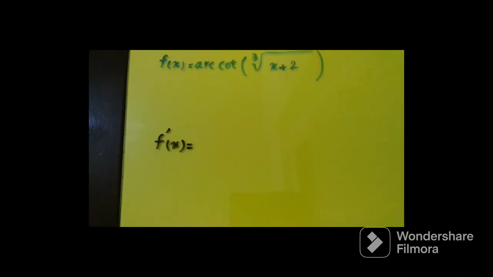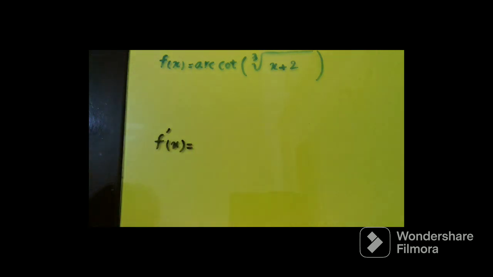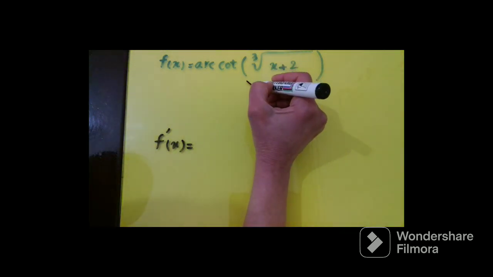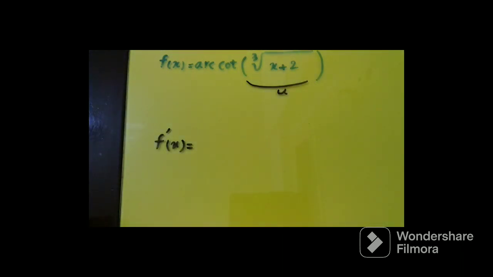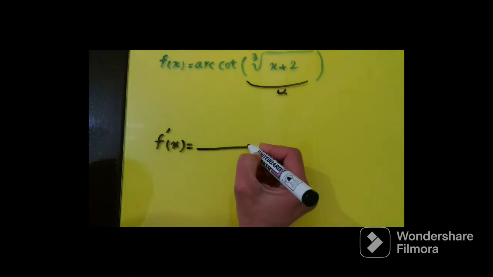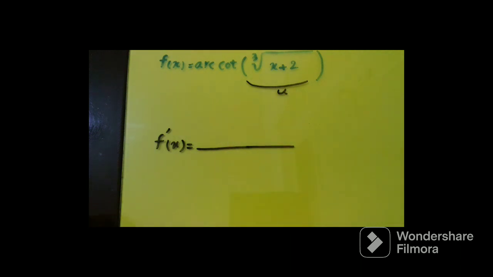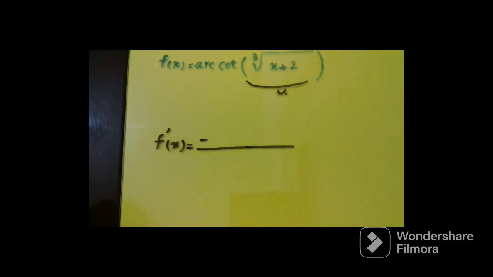Next example. Okay guys, in this example, we should get the derivative of arc cotangent. This term is u. According to the rule, for up, there is negative u prime. As you see, u is a radical function. I explained how to get the derivative of radical functions in another video, which is radical functions differentiation.